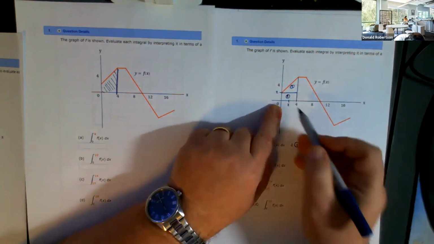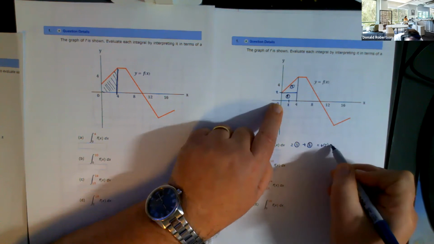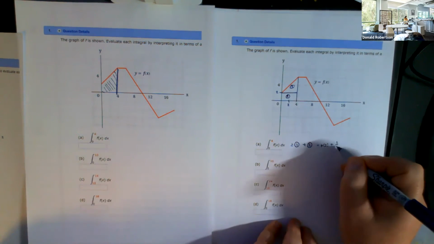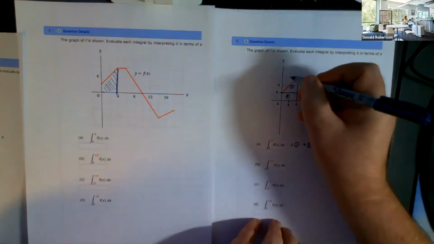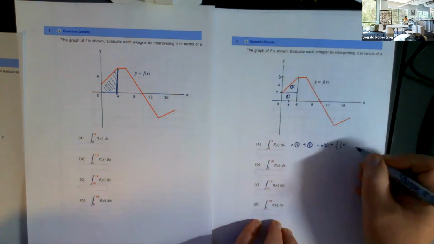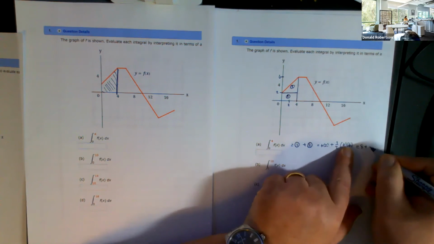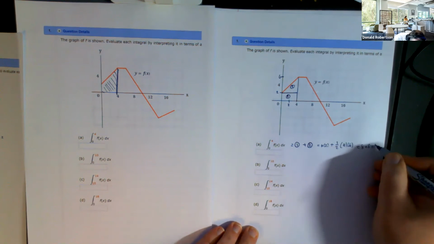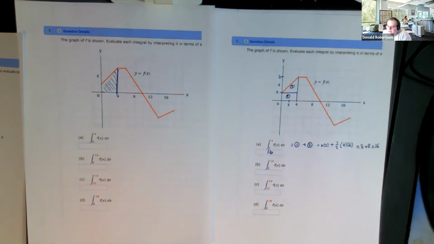The area of this rectangle is 4 times 2. And the area of a triangle is a half of its base, which is 4, times its height, which is also 4. This one is 8, and this one, by coincidence, is also 8. So the answer to this question is 16. Do you see I managed to find the area under a curve without making my life a misery?